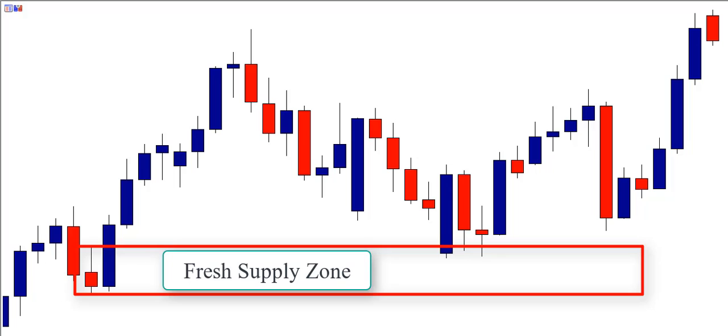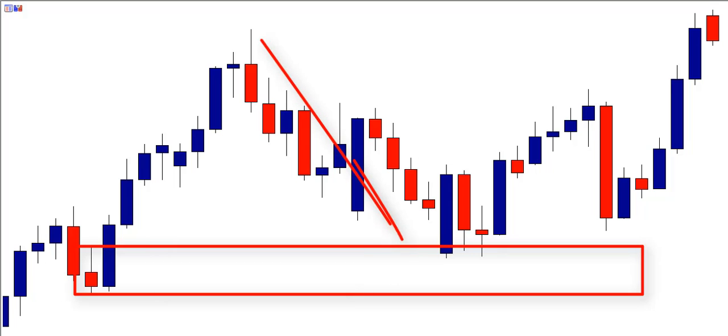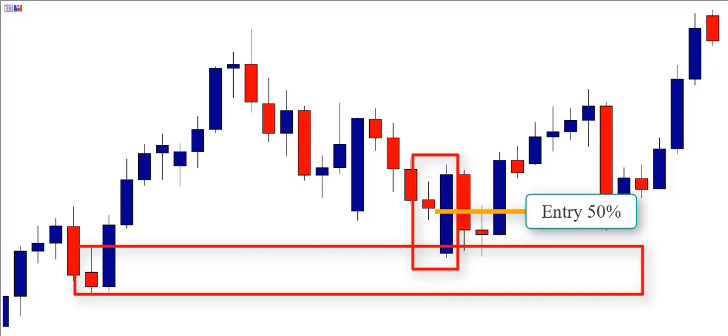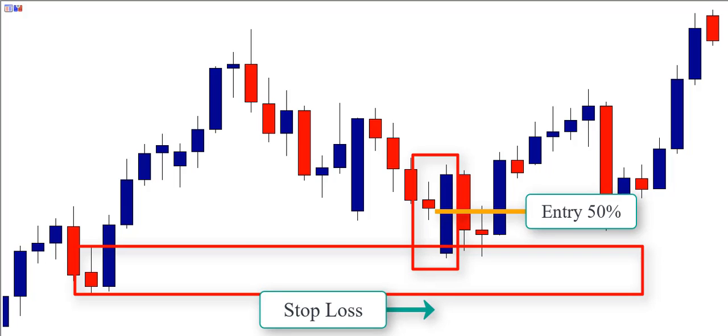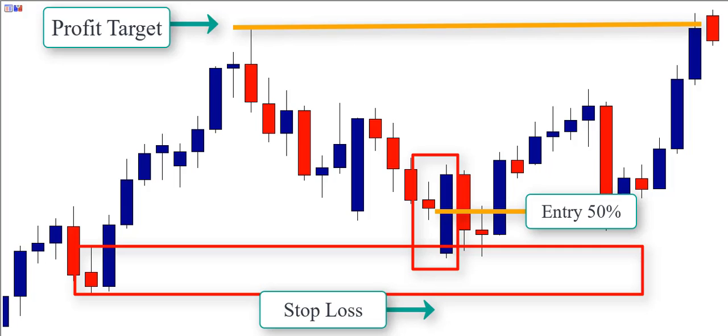When the market retraced back to test the demand zone, we had a nice engulfing bar as a confirmation signal. But we can't enter at the close of this engulfing bar, because we will not have a good risk to reward ratio. The only way is to place your entry at the 50% of the candle's range. The stop loss should be placed below the distal line, and the profit target is this resistance level.